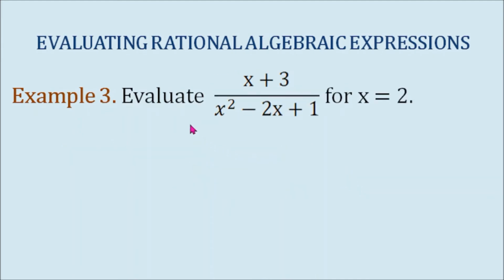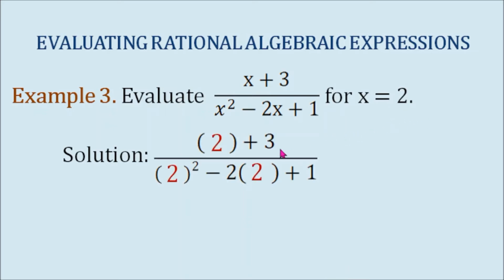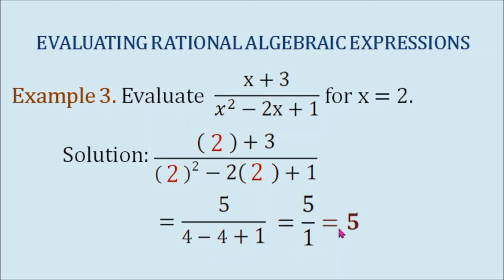Example number 3. Evaluate x plus 3 over x squared minus 2x plus 1 for x equals 2. Again, we will just substitute all the x's we have here with 2. So the numerator 2 plus 3 is 5, and then 2 squared is 4, minus 2 times 2 is also 4, then plus 1. So we have the numerator 2 plus 3, 5, denominator 4 minus 4 plus 1. And 4 minus 4 plus 1 is just 1, so it's 5 over 1 or 5.